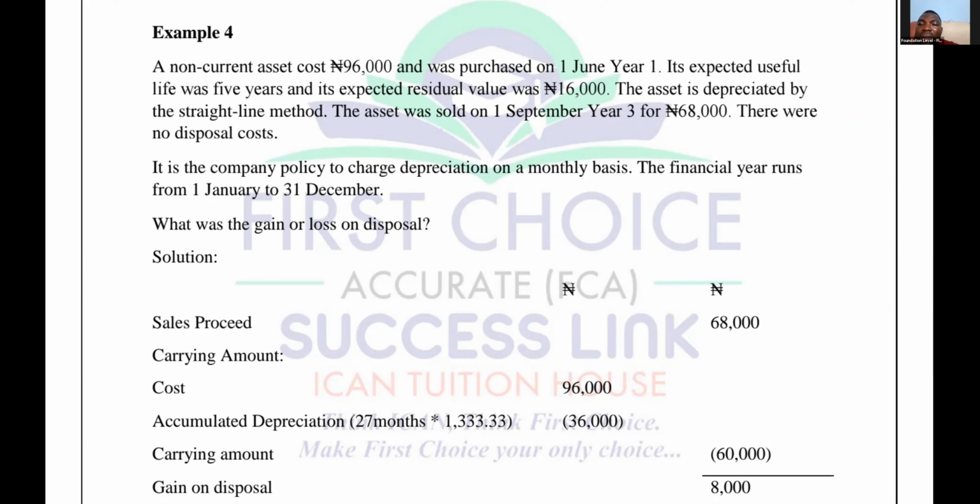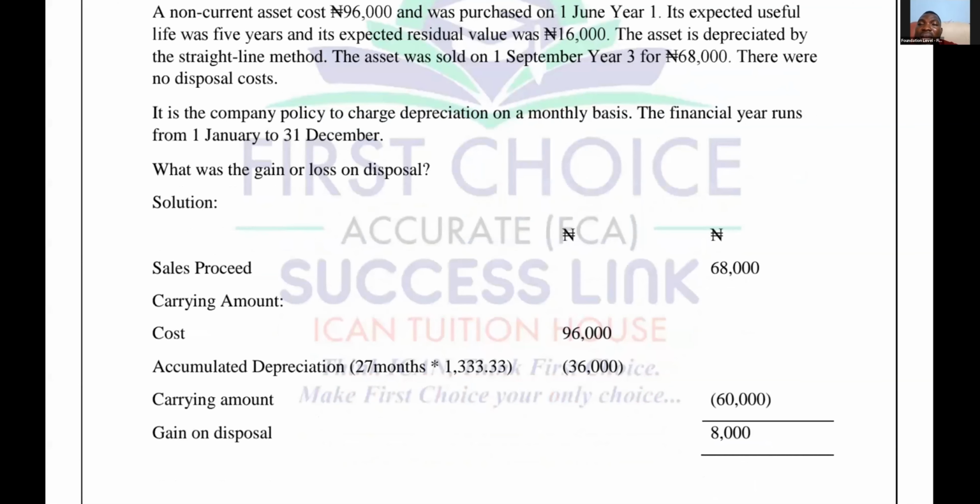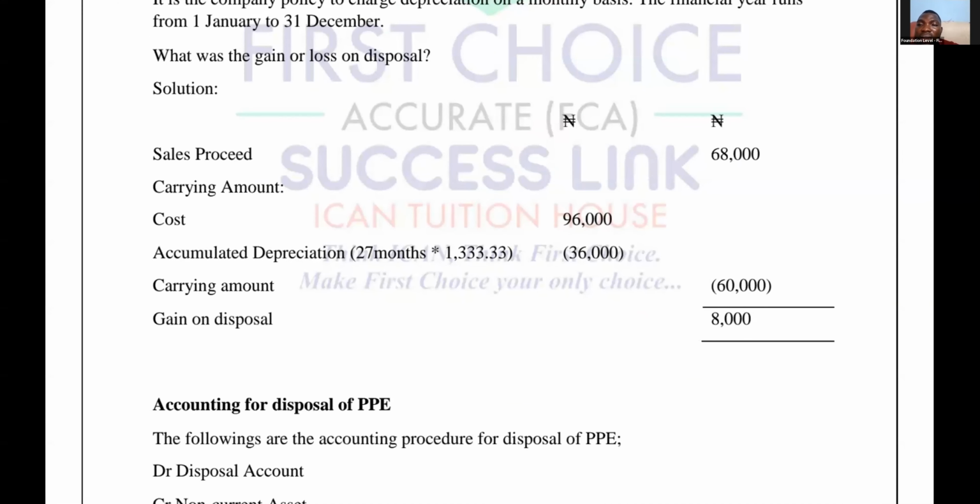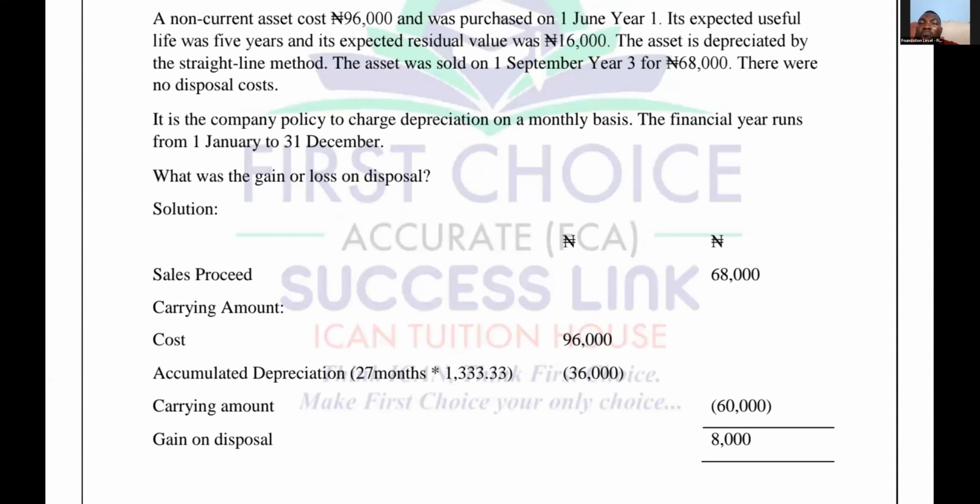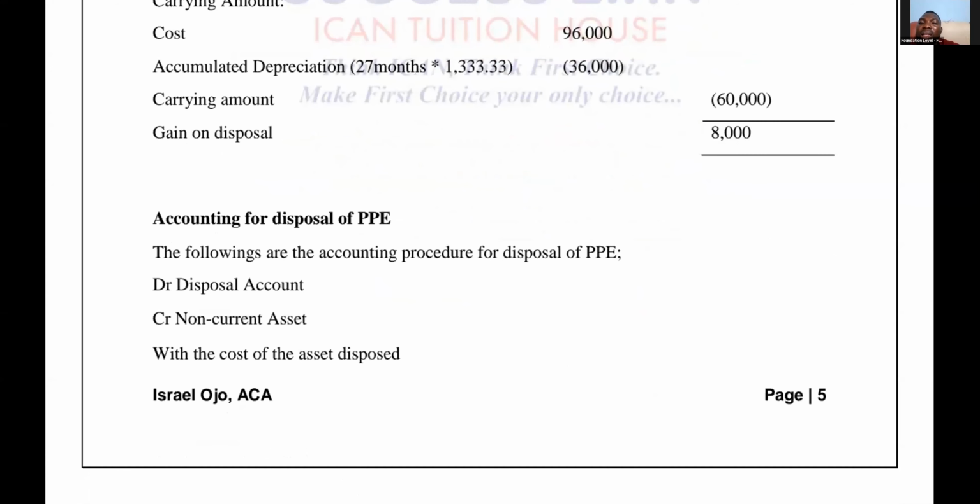Now 68,000 minus 60,000 will give us 8,000. The sales proceeds are higher than the carrying amount, so that's a gain. So we make a gain of 8,000. This is what we call the computation on how to calculate gain or loss on assets disposed. Now, after that being said, at this point we need to know the accounting entry. So we are done with the mathematical aspect of it. This time around we are looking into the accounting treatment.